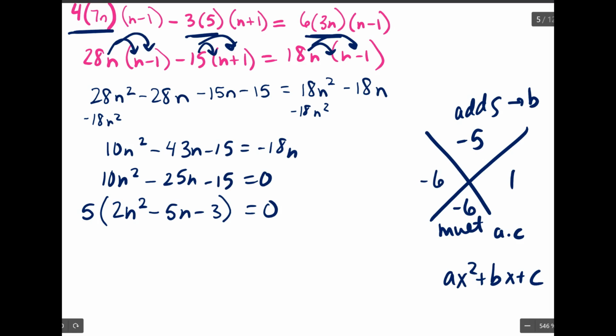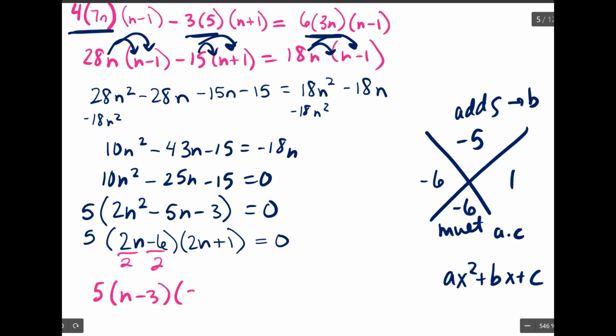Negative 6 and 1. So what I'm going to do is say 5 times 2n minus 6 times 2n plus 1. But hold on, there's a common factor here, so I'm going to divide both of them by 2. So I get 5 times n minus 3 times 2n plus 1.